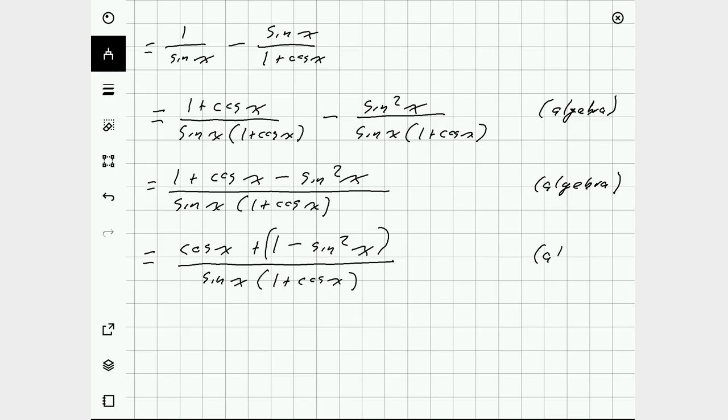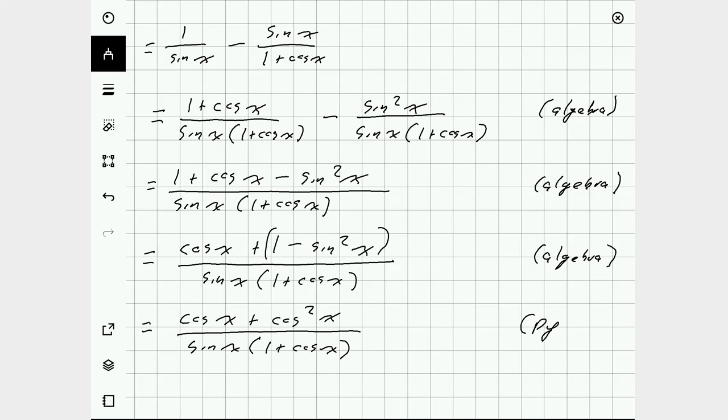So a little bit more algebra. But the reason that I did this is that by the Pythagorean identity, 1 minus sine squared is the same thing as cosine squared. And that's the big thing that we have to notice in this particular expression.